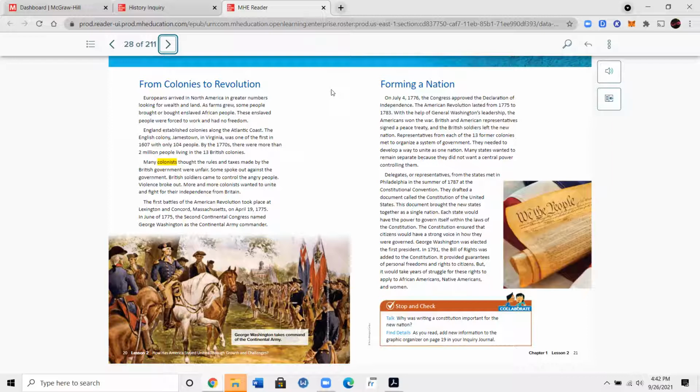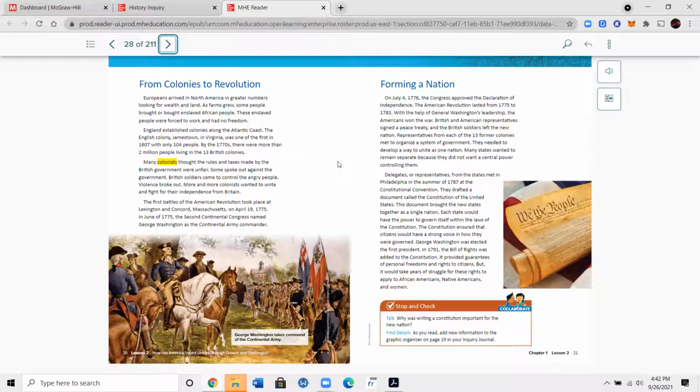Most colonists thought the rules and tax made by the British government were unfair. Some spoke out against the government. British soldiers came to control the angry people. Violence broke out. More and more colonists wanted to unite and fight for their independence from Britain. The first battles of the American Revolution took place at Lexington and Concord, Massachusetts on April 19, 1775. In June of 1775, the Second Continental Congress named George Washington as the Continental Army commander. So you can take a look at the picture at the bottom. You can see an image of George Washington taking command of the Continental Army.